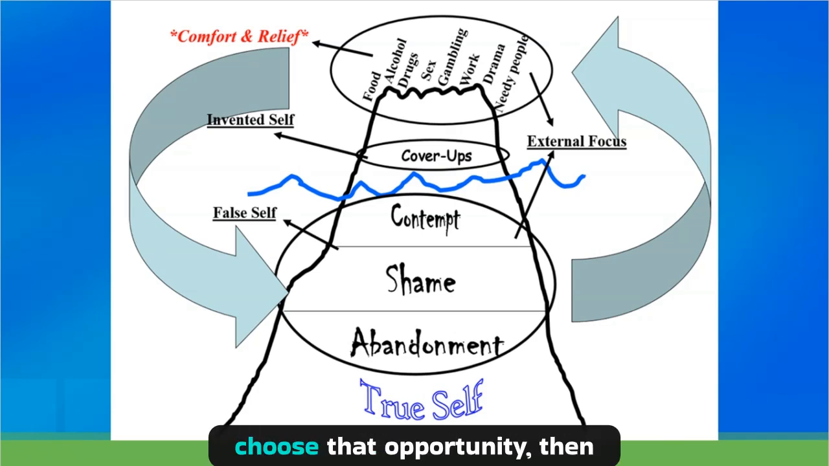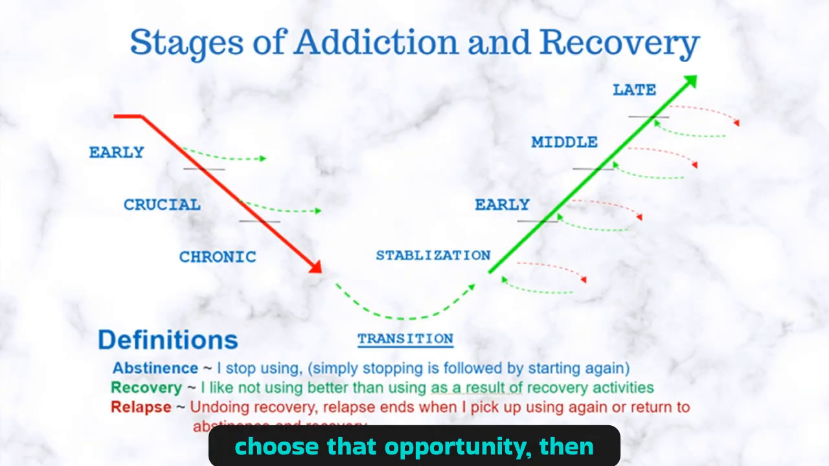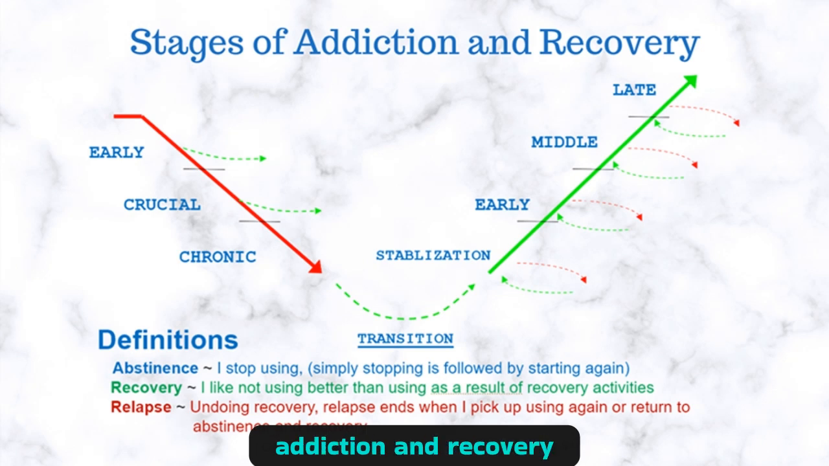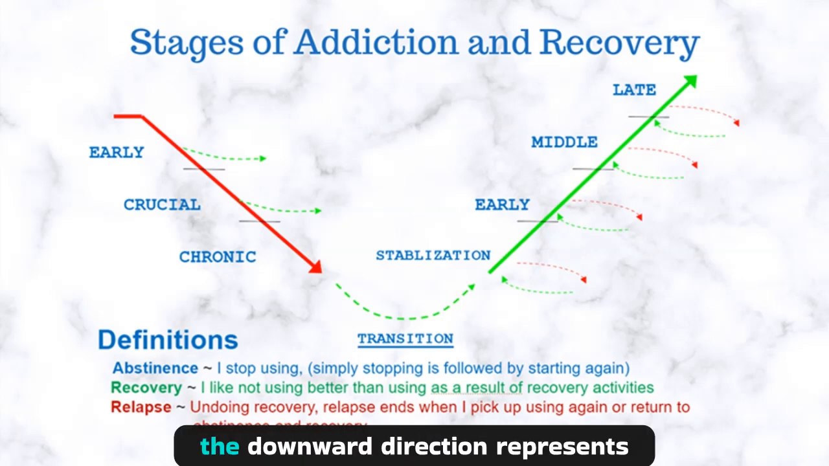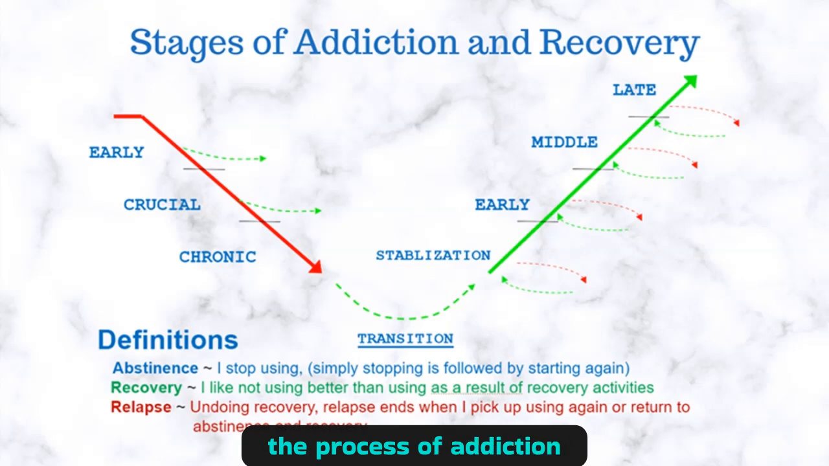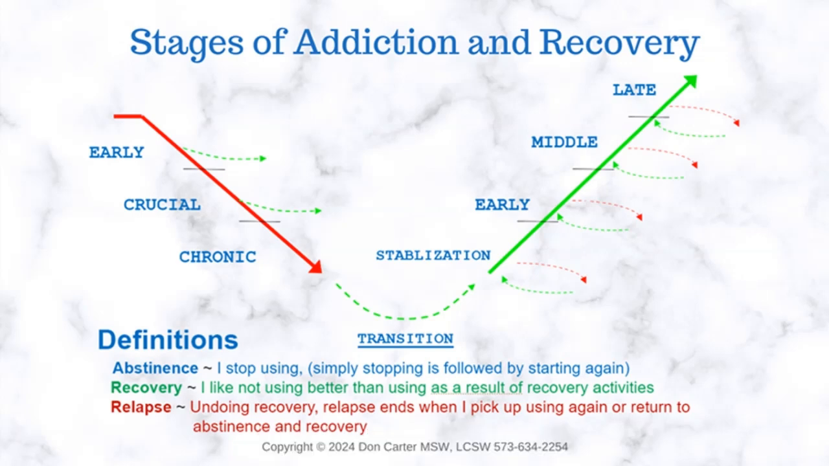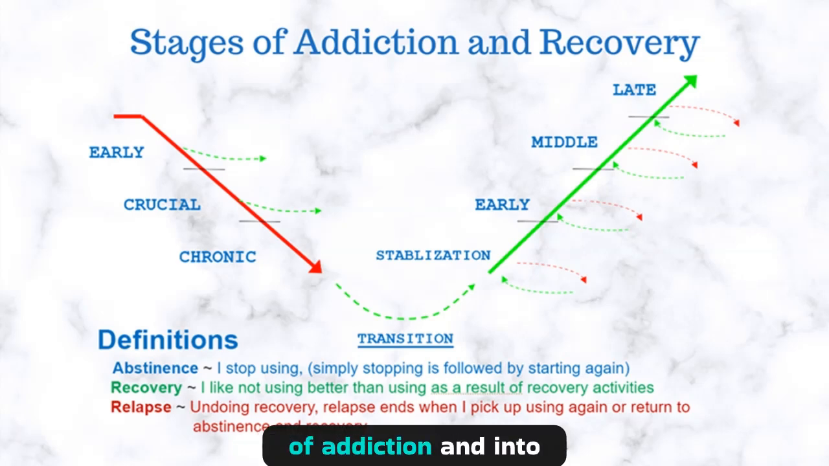And if we should choose that opportunity, then we need to learn about these stages of addiction and recovery. And this diagram outlines the stages of both. The red line in the downward direction represents the process of addiction. The green line represents the process of recovery. The green dotted line is the transition out of addiction and into recovery.